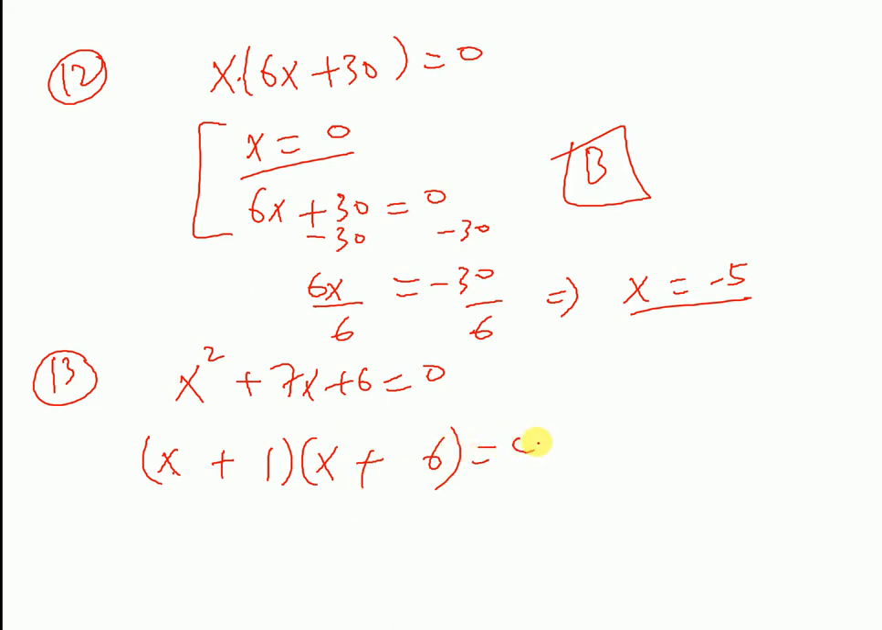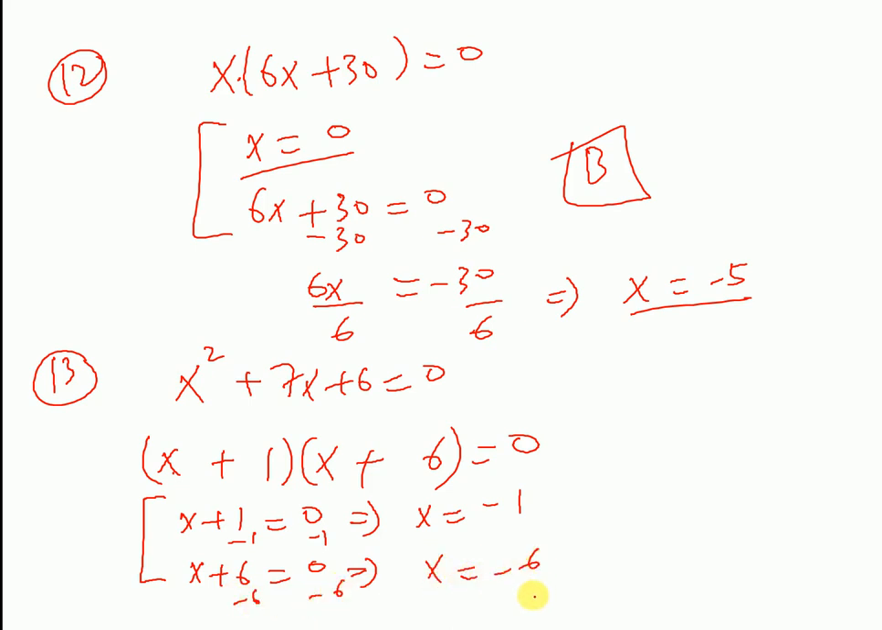Now these two factors equal 0. This means one of these must be 0: x plus 1 equals 0, or x plus 6 equals 0. This one you subtract 1 on both sides, you get x equals minus 1. This one you subtract 6 on both sides, you get x equals minus 6. So the solution is minus 1 and minus 6, or option D. Okay, let's move on to question 14.